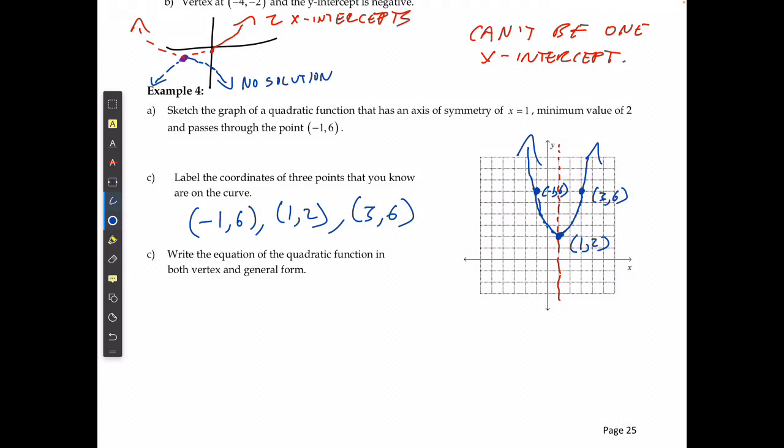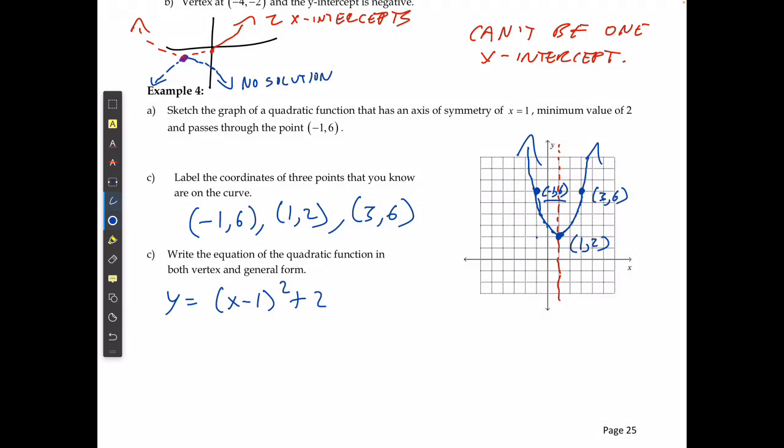I'm going to write what the quadratic function is in both vertex and general form. Well, in vertex form, it's going to be y is equal to (x minus 1) squared plus 2. I could use the vertex and one of the points to confirm the a value, or I can know that it has the same shape as y is equal to x squared, because from the vertex it goes left 2 and up 4, which means that my vertical stretch is just 1.